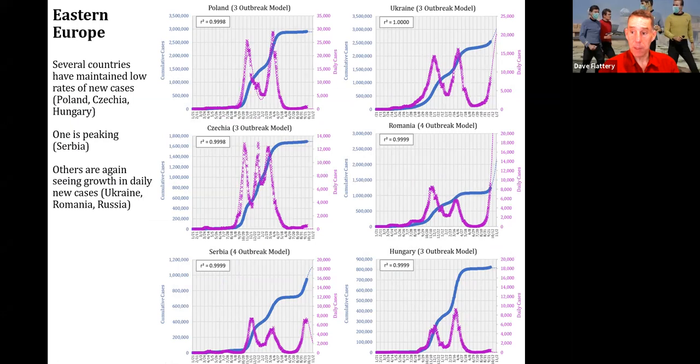In Eastern Europe, you've got a little bit more mixed bag of behavior. So Ukraine appears to be seeing significant growth in daily new cases. The model expects them to hit a new peak, kind of like Russia. Other places in Eastern Europe are maintaining for quite a while very low levels of new cases, Czechia and Poland and Hungary. And then Serbia, which looked out of control last month with increases in daily new cases, looks like it's just peaking now. So we'll see. It's probably too early to say for sure, but over the last couple of weeks it hasn't seen new case growth.